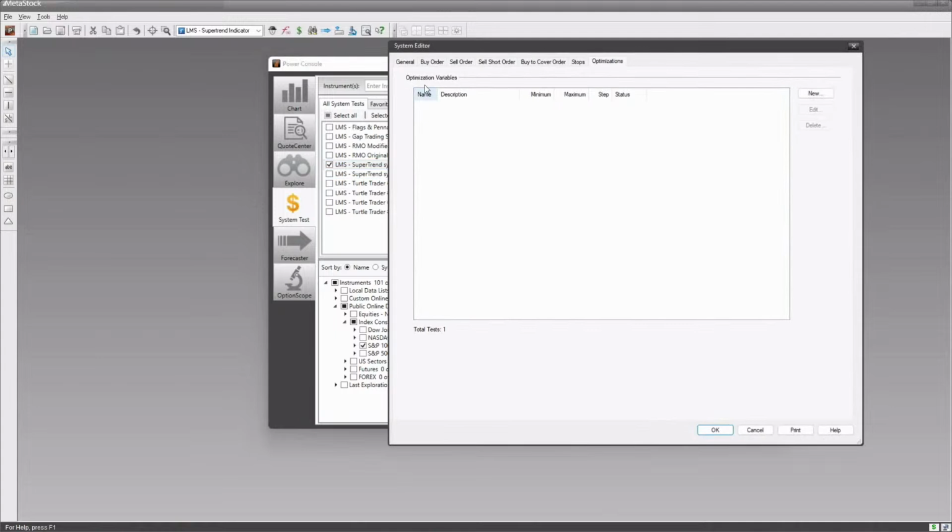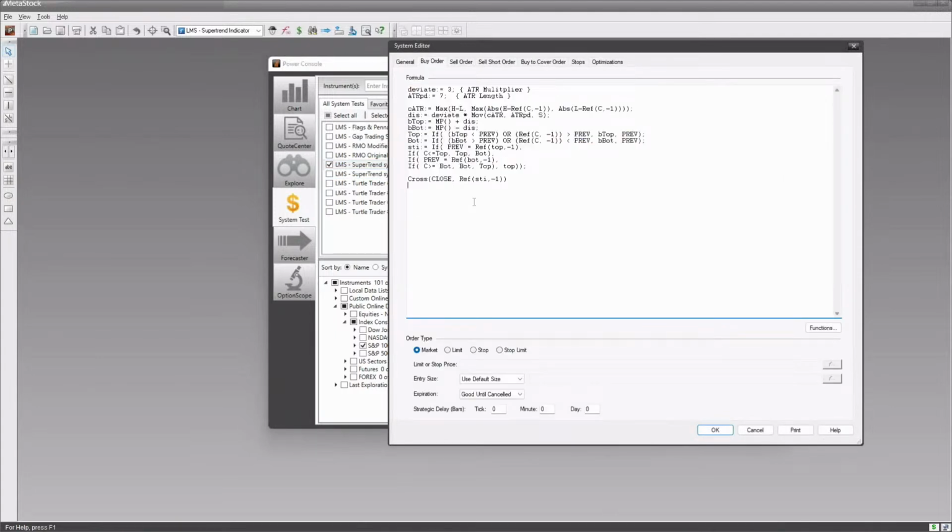And we'll go ahead and open this up here, and I'll go to the buy order, and so you can see the formula. Now with this one, this is the one where you can enter in your different parameters here for the ATR that you want to use.